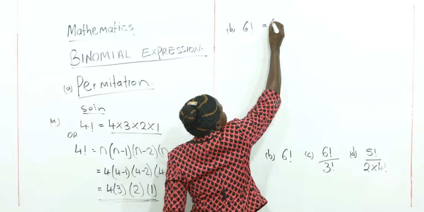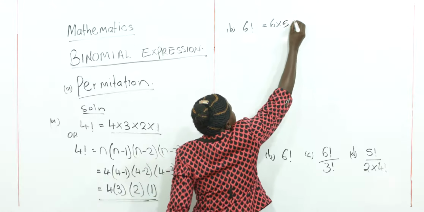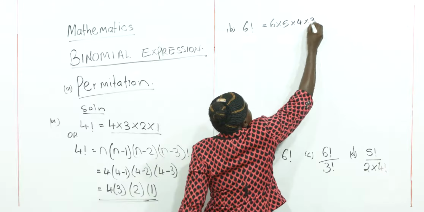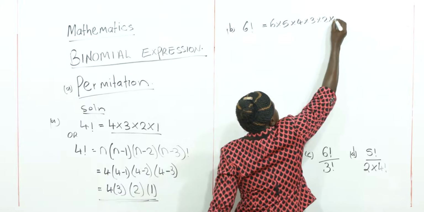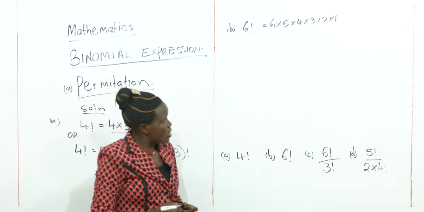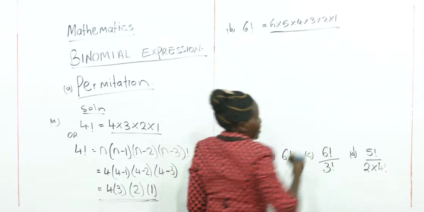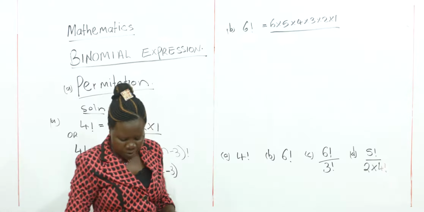That is, you will have 6 by 5, and then 5 by 4, and then by 3, and then by 2, and then by 1, which is the lowest or the smallest term. So you can stop here. Don't go ahead by getting the product of that.